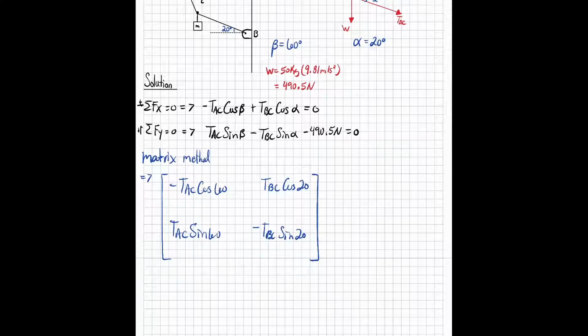Okay, now the way that I'm going to do this matrix, I'm going to use the inverse matrix method. So that means I'm going to take, which this is matrix A, is this one right here.